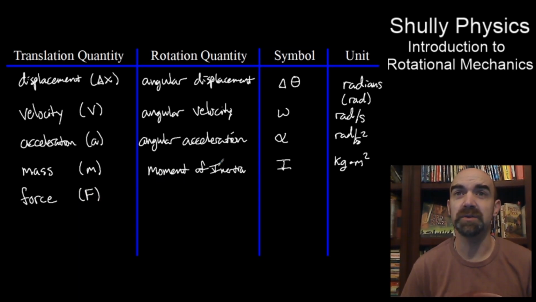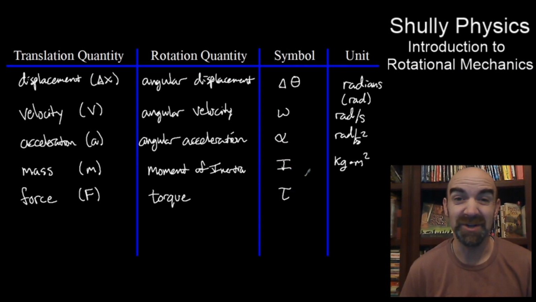In the rotational world, a force that causes rotation to happen, or rotational acceleration, also called angular acceleration, would be called torque. And that is a Greek letter tau. Looks kind of like a T with a hook, so Greek letter tau. And those units are Newton meters.